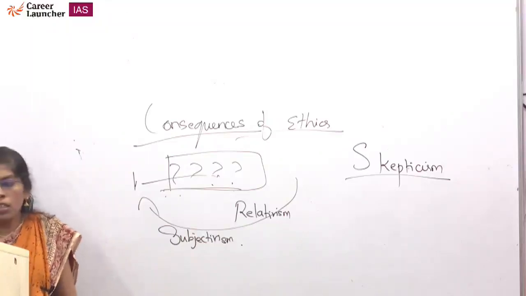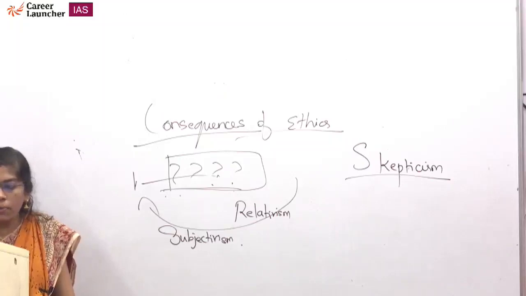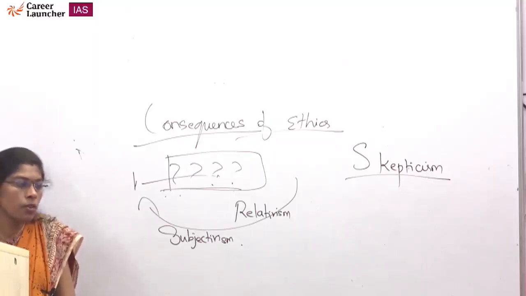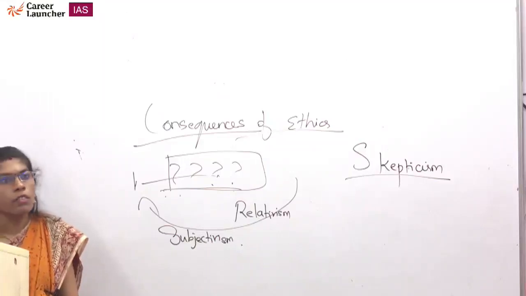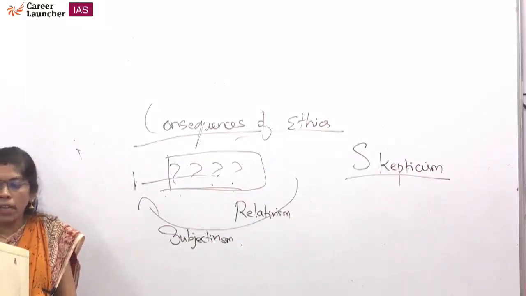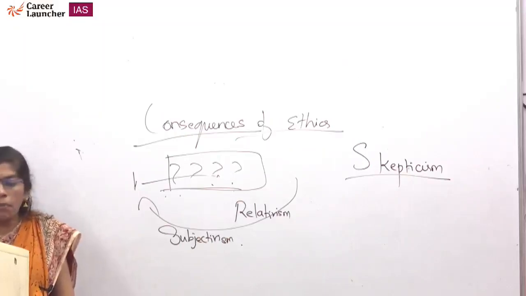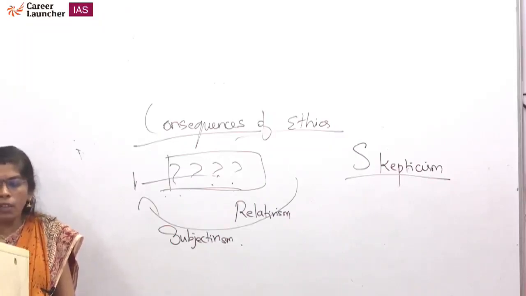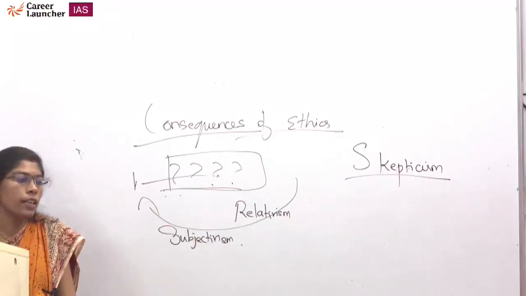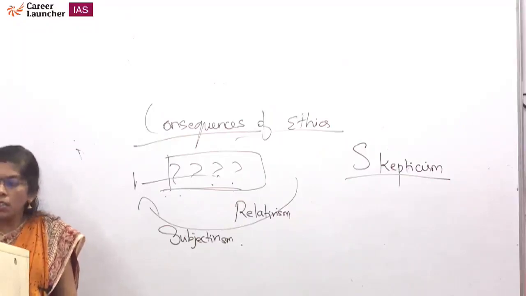Now come to ethical relativism, the third one. This theory states that there are no universally valid moral principles. There are no moral principles binding on all people, for all time, but rather all are valid relative to culture. That is ethical relativism.